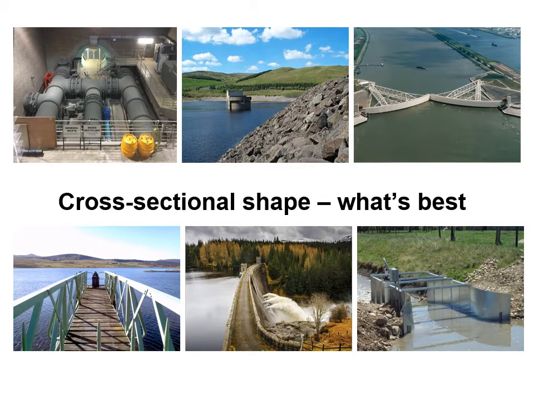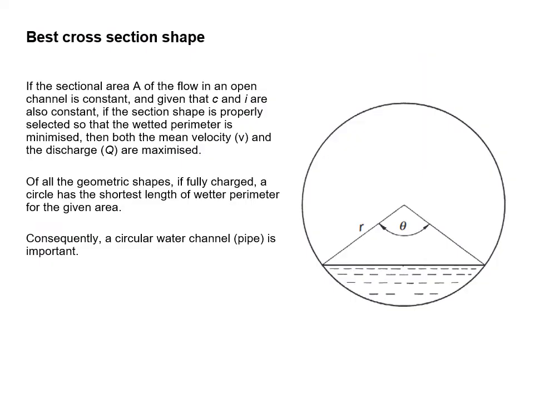So we're now going to have a look at the cross-sectional shapes and try to figure out which one's best. The sectional area A of the flow in a given open channel is constant, and given that C and I are also constant, if the section shape is properly selected so that the wetted perimeter is minimised, then both the mean velocity and the discharge Q are maximised. Of all the geometric shapes, if fully charged, a circle has the shortest length of wetted perimeter for a given area. So consequently, a circular water channel, or a pipe, is extremely important.